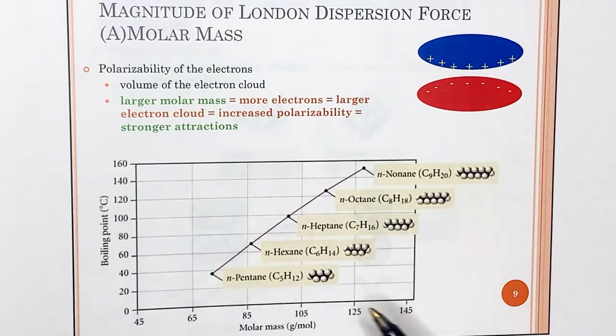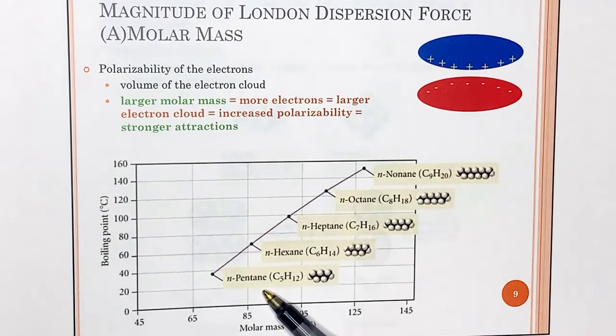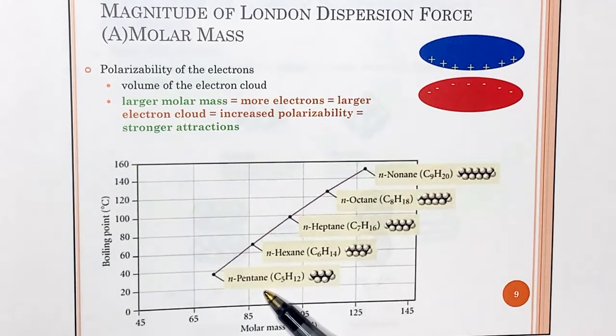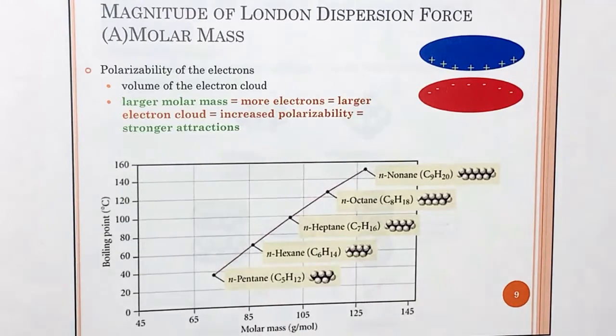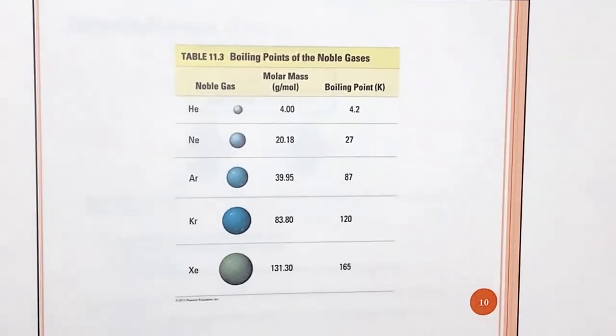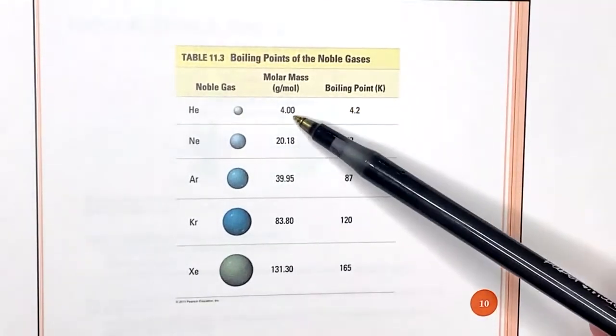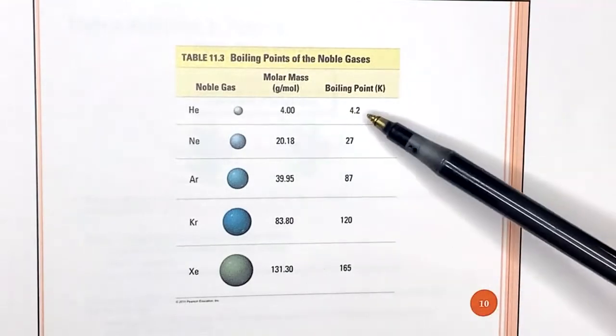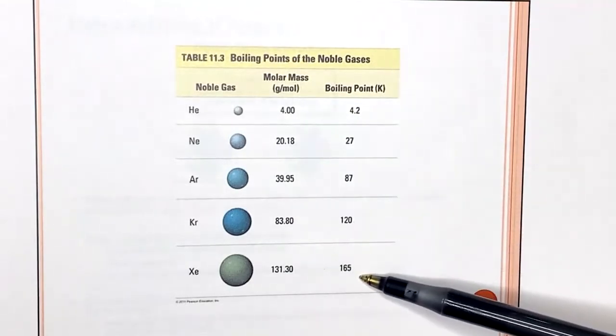Because it is weaker for pentane, it's easier to remove one pentane molecule from another pentane molecule and turn them into gas with less energy. Therefore, the boiling point will be lower because you don't need a high temperature to get there. The temperature gives it more energy; when you pump up the temperature, the energy increases. We can also take a look here at the noble gases. Molar mass increases as you go down the group, and you can see the boiling point increases as well. And that has to do with this.